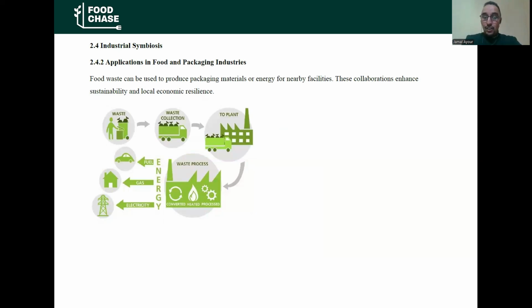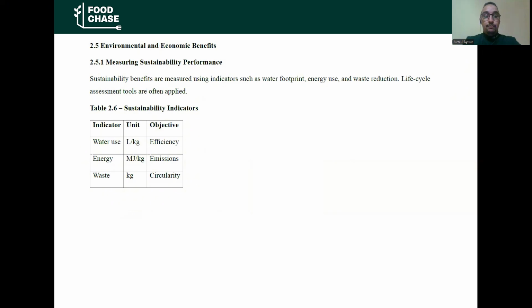Application in the food packaging industry: food waste can be used to produce packaging materials and energy for nearby facilities. This collaboration enhances sustainability and local economic resilience, as you can see in this figure, with the valorization of the waste for different areas and sectors, for fuel, for gas, for electricity, using this application of recycling and valorization of the wastes.